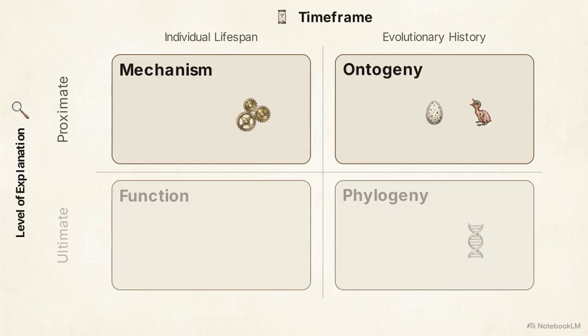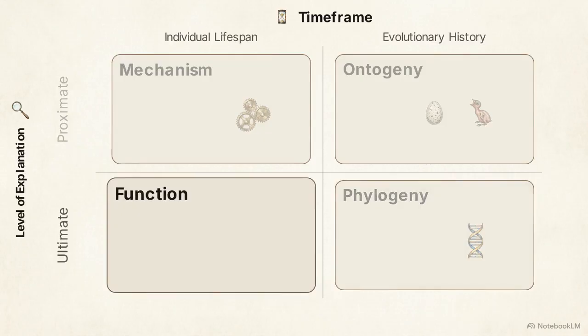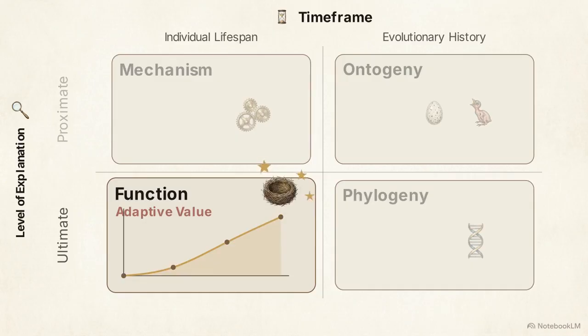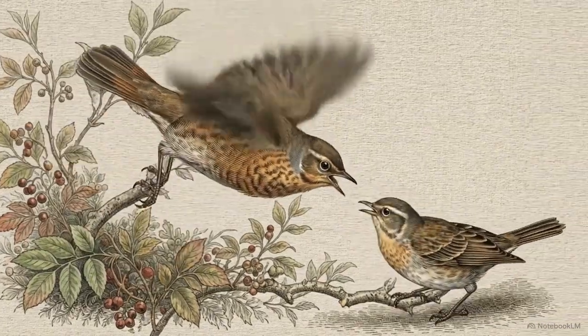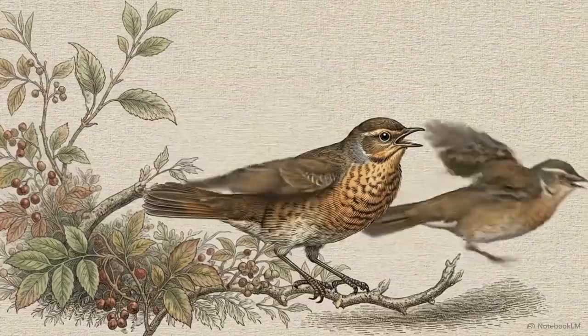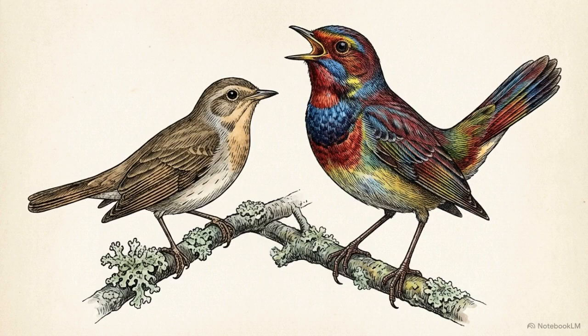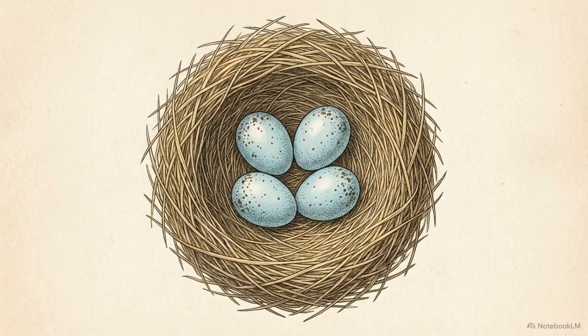When we shift from proximate triggers to ultimate causes, we reach the third quadrant, function. Function evaluates the adaptive value of a behavior. It asks how the behavior contributes to survival and reproductive success. In the wild, the song functions as a powerful acoustic signal to repel rival males from a territory. Simultaneously, the complexity of the song acts as a signal of genetic quality to attract females. By securing territory and mates, the behavior directly increases the bird's reproductive fitness.